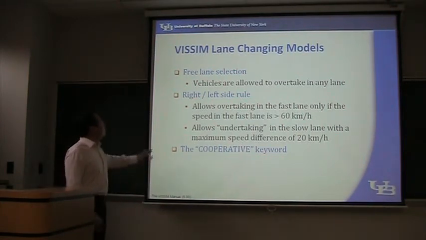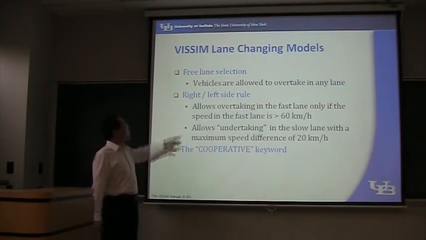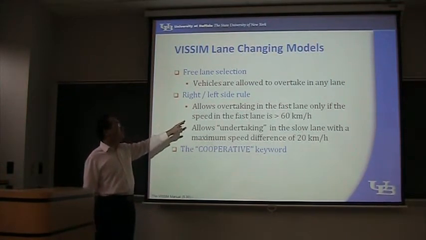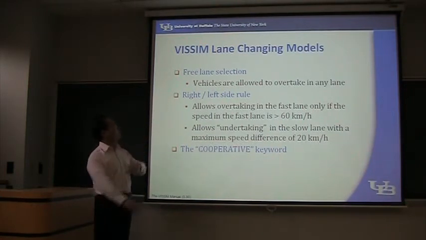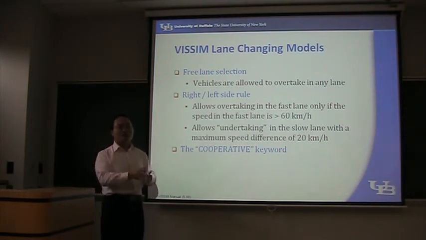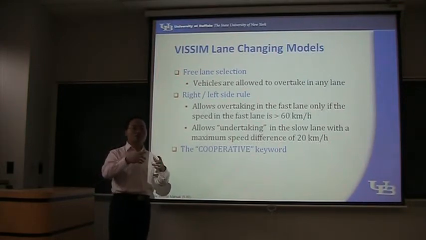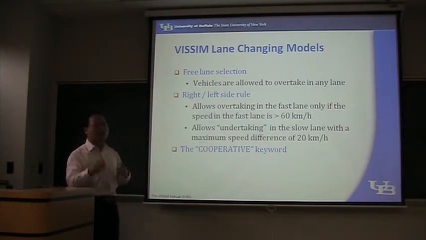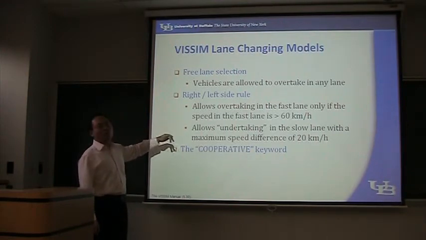Understand this? In VSEM, strictly speaking, we have two models. One for free lane selection, the other one for left side rule. In the free lane selection model, the vehicles are allowed to overtake in any lane. So the vehicles on the fast lane may overtake by using the slow lane. The vehicles on the slow lane can also overtake using the fast lane. So all the lanes are symmetric. They are all identical. But a more realistic case is called the right side rule or left side rule.